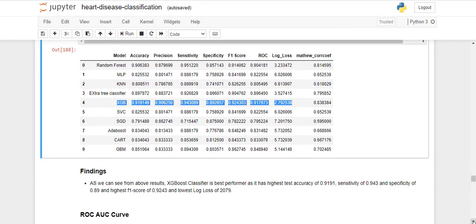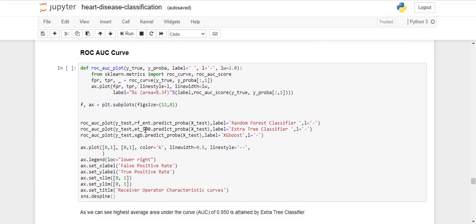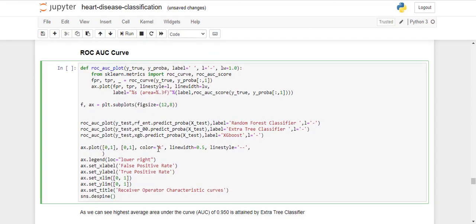So let's now plot our ROC curve, which is also very important to evaluate our model. By plotting ROC, we will observe which machine learning algorithms have the highest area under the ROC curve, and whichever algorithms have the highest area under ROC are more generalized. So this is also a very good estimate for evaluating any machine learning model.